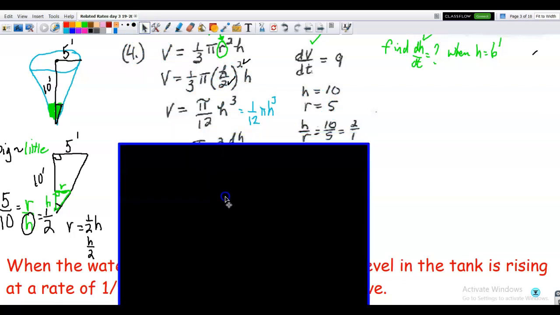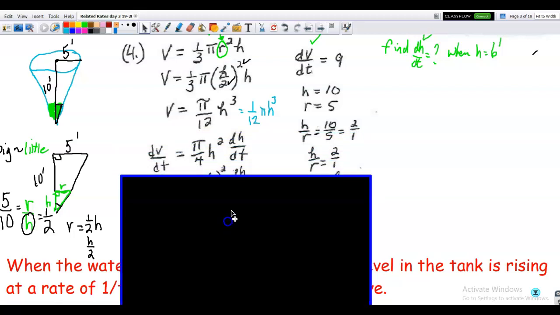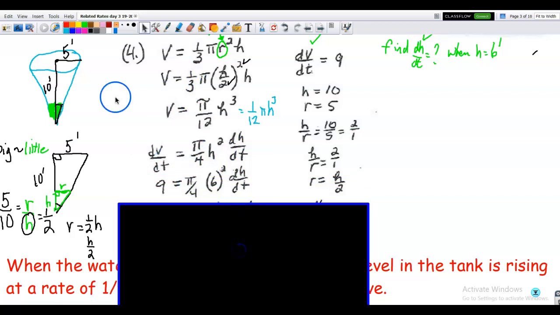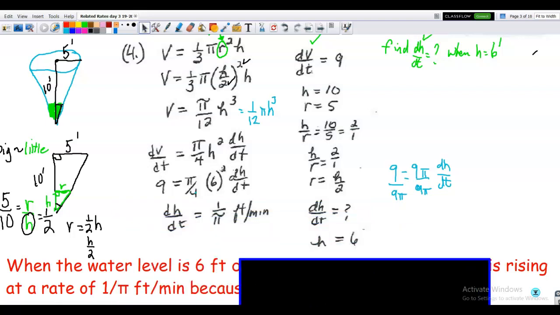So now you're going to use the power and chain rule. On the left-hand side, the derivative of v is dv dt. On the right-hand side, when you use the power rule, 3 times a 12th is a 4th, h squared dh dt, leave a chain behind. And then, of course, at that point, it's just the substitution of numbers. A few of these steps got left out, so I'll try to show you what happened. 6 squared is 36. 36 divided by 4 is 9. So you have 9 equal to 9 pi dh dt. I can divide both sides by 9 pi. And that leaves me with 1 over pi feet per minute.